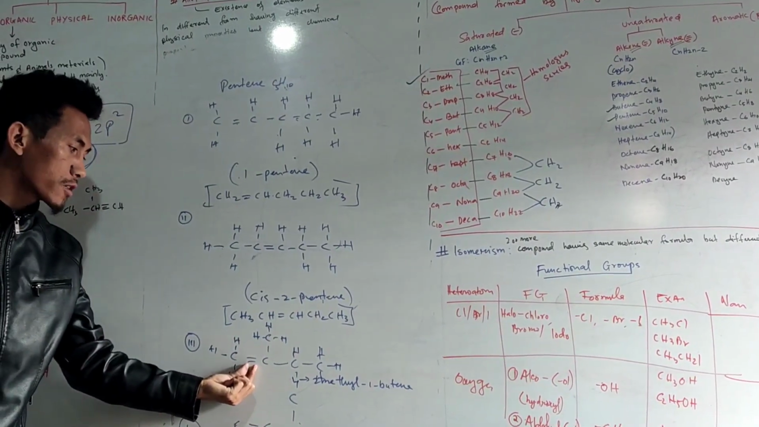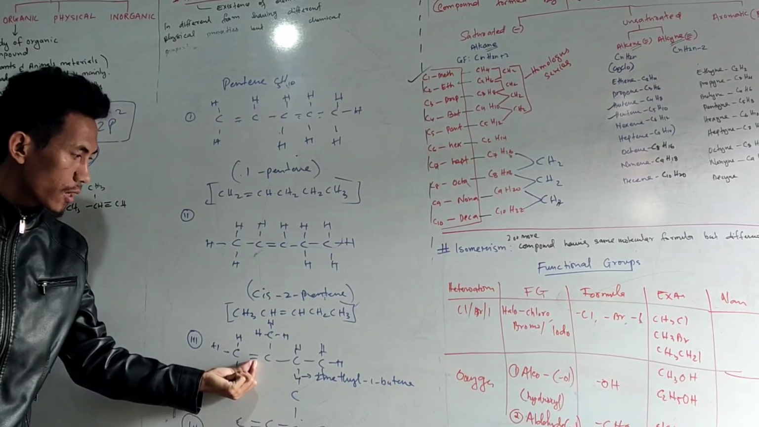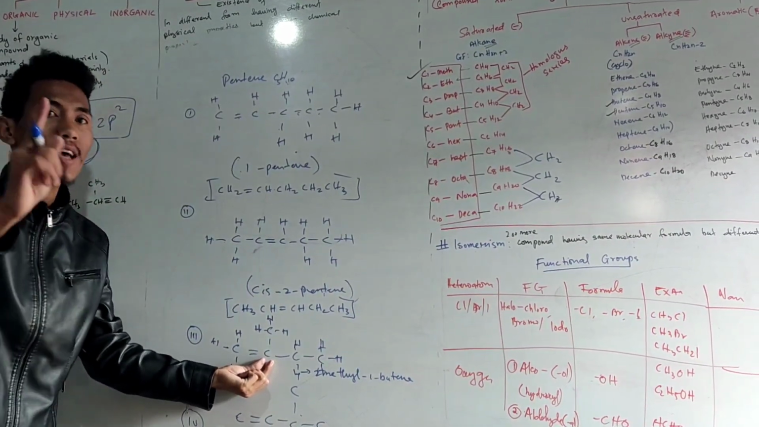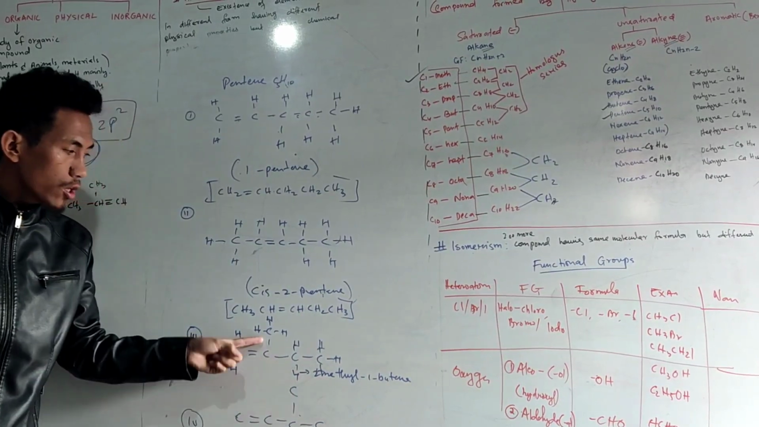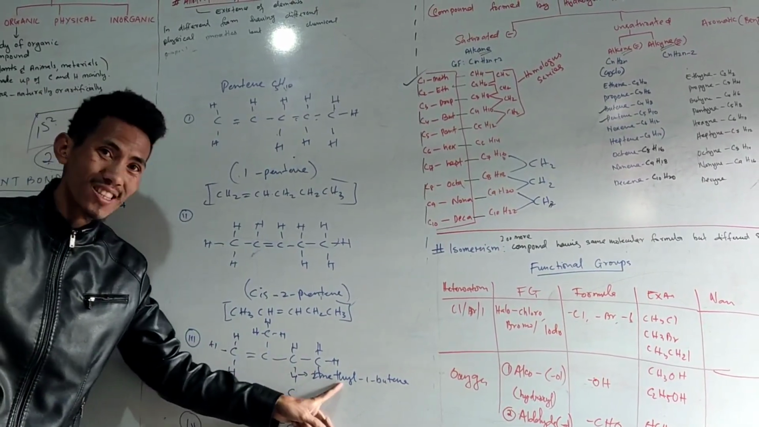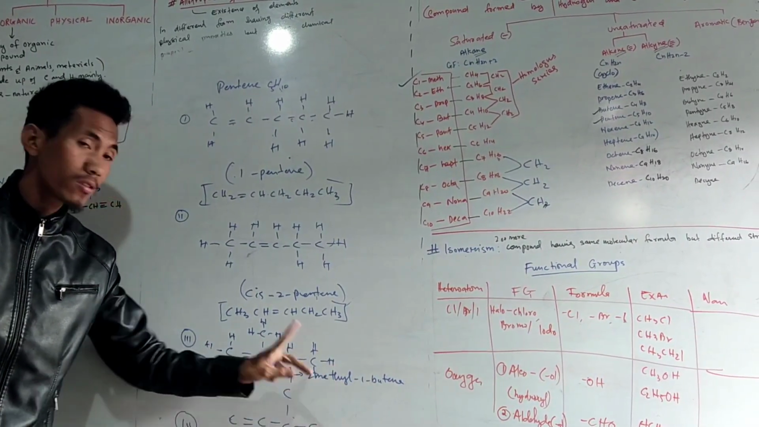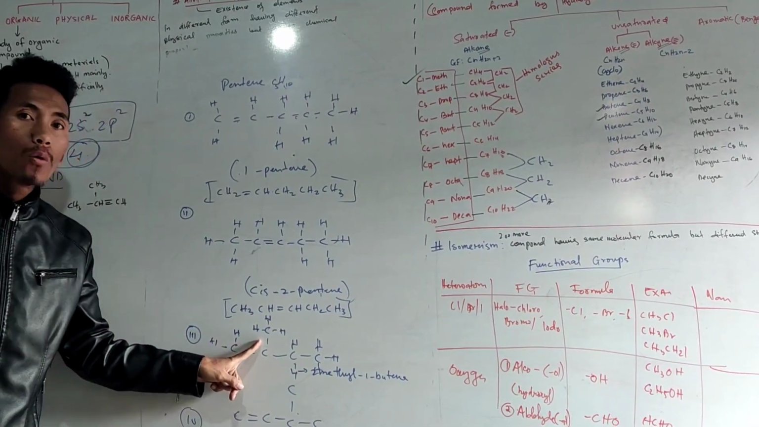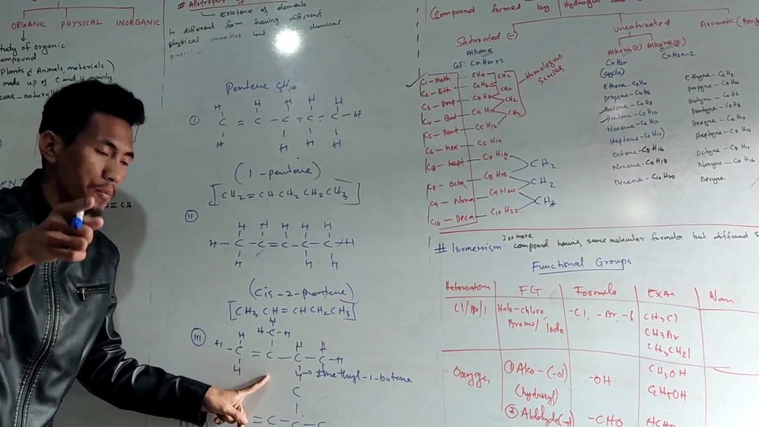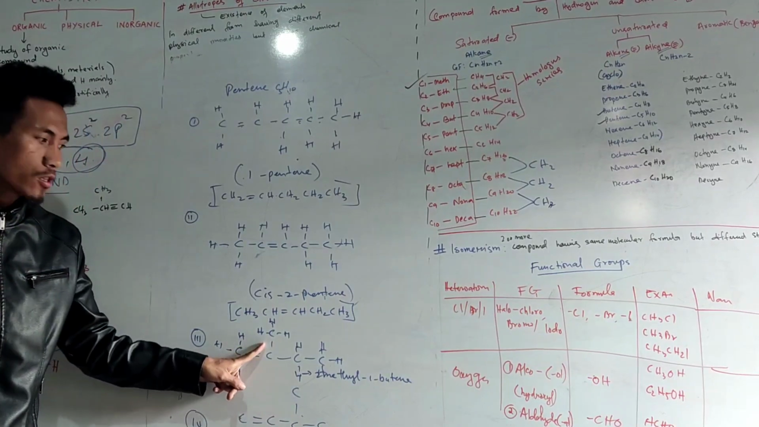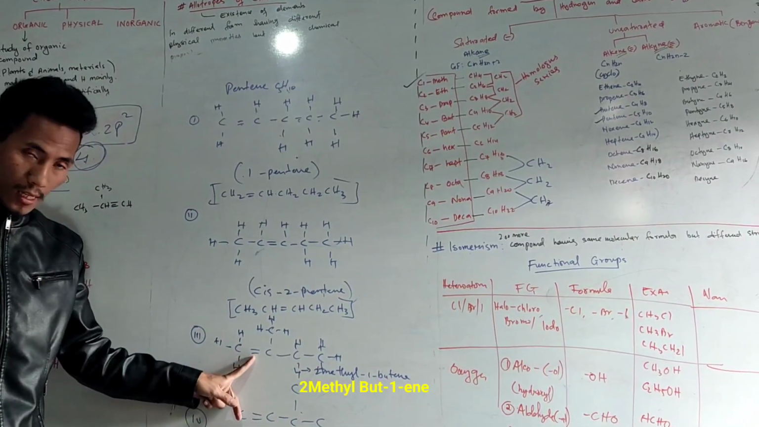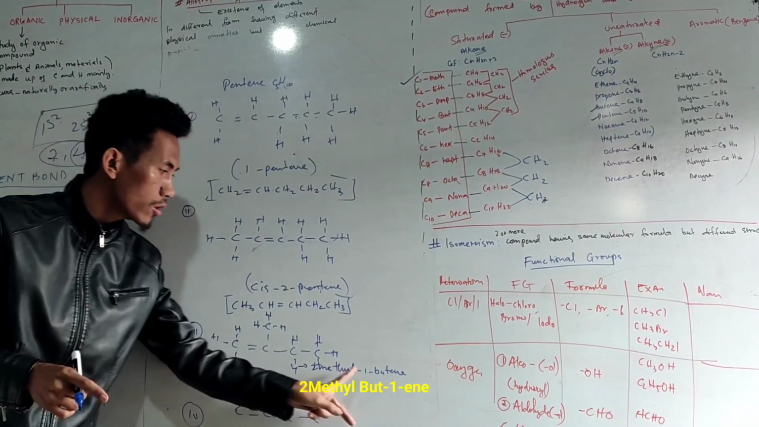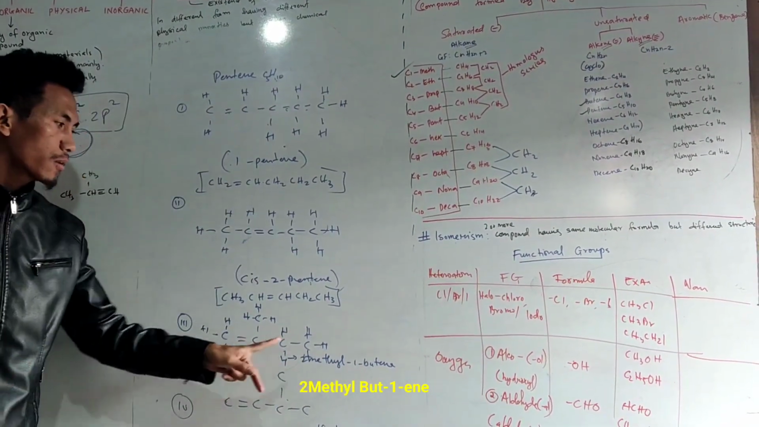The double bond is present in the first one, and the branch chain starts with the second carbon, so we call it 2. Only one branch chain is there, so 2-methyl, not dimethyl, because when we have 2 branch chains, you should name it dimethyl. We have 1 branch chain in the second carbon, so 2-methyl, and the double bond is present in the first carbon, so 2-methyl-1-butene.